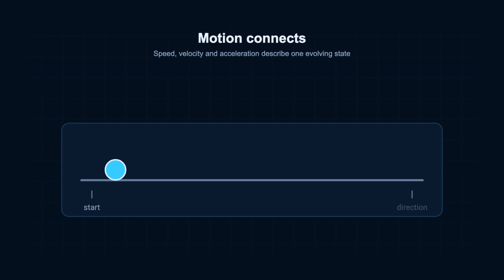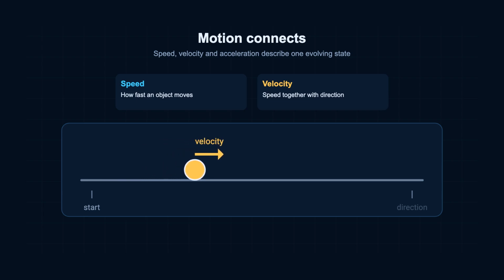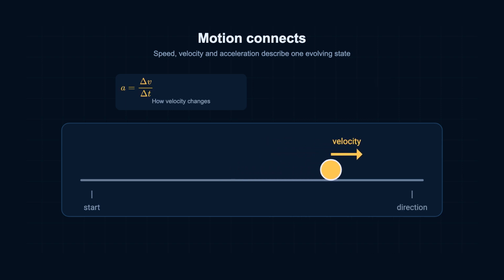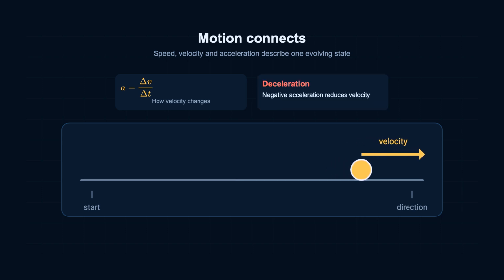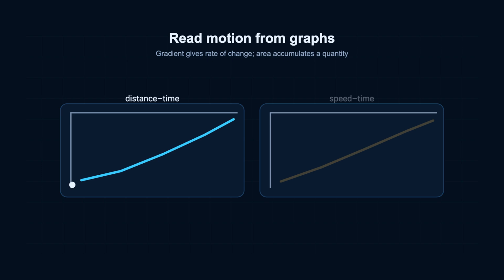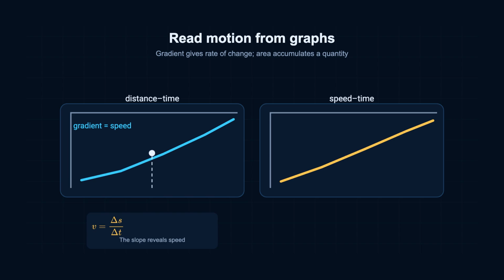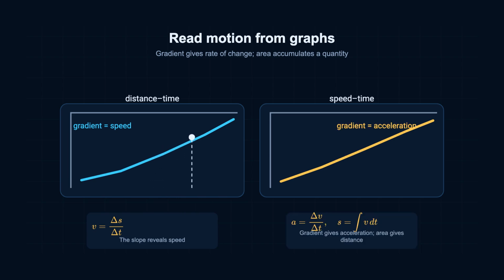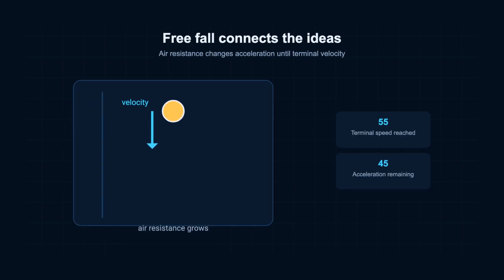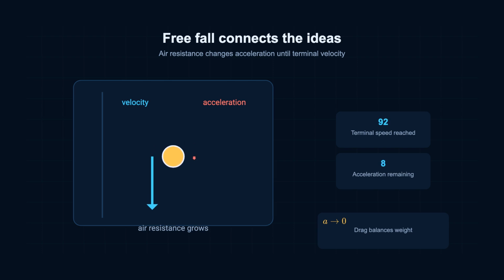Step back and see how it all connects. Speed and velocity describe how fast something moves, and for velocity, in which direction. Acceleration describes how that velocity itself is changing, including the negative case of deceleration. Distance time graphs reveal speed through their gradient, while speed time graphs reveal acceleration through their gradient and distance through their area. Free fall with air resistance ties it all together, showing acceleration shrinking to 0 at terminal velocity.